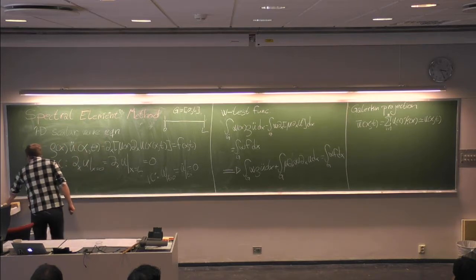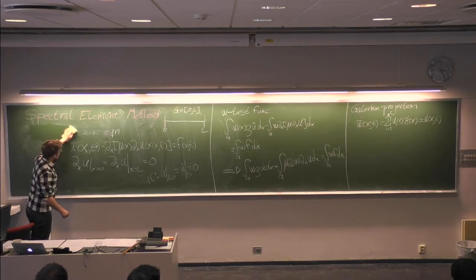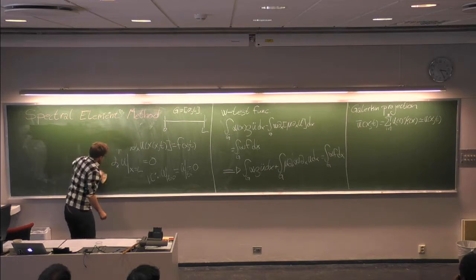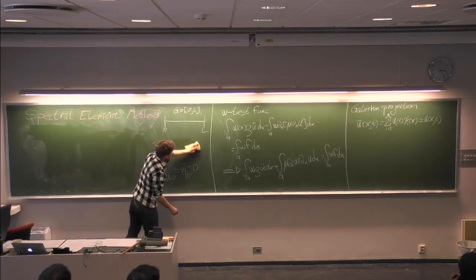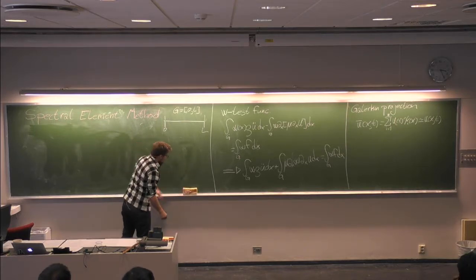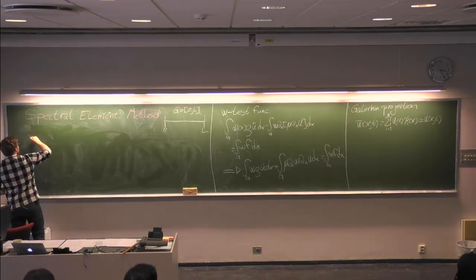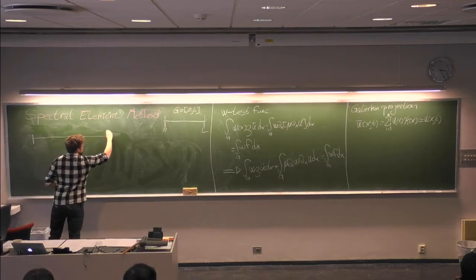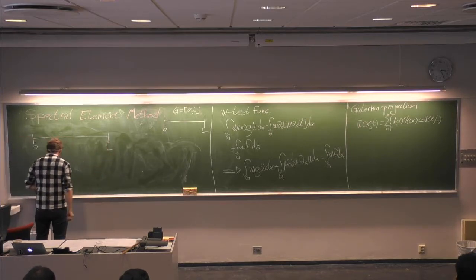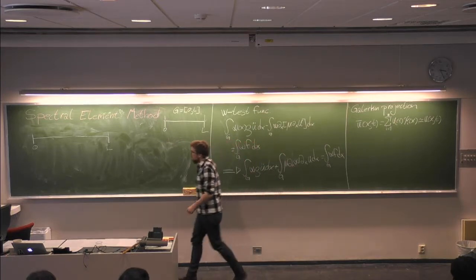Since this is a 1D equation, we have a 1D domain, which we will divide, or partition, into NE disjoint elements, and they can have whatever length we want. So from 0 to L, we are going to partition this.